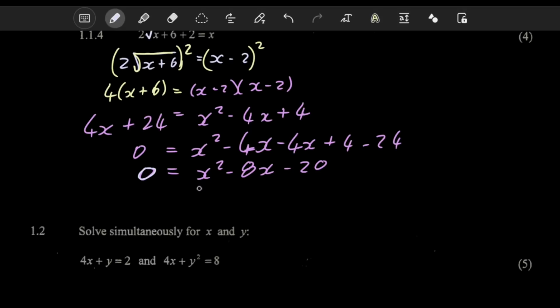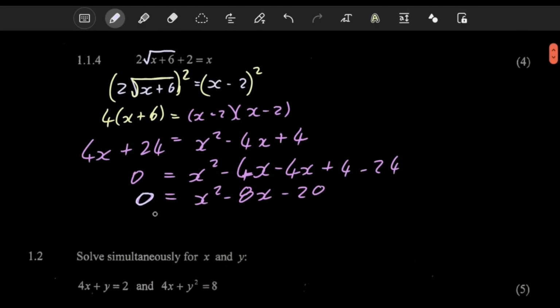So let me try and factorize here without the calculator. Factorizing without a calculator, you need factors of 20 that will give you an 8. Factors of 20 that will give you an 8, that's basically 10 and 2. So here you're going to have x and another x in there. You're going to put a 10 here. You're going to put a 2 there.